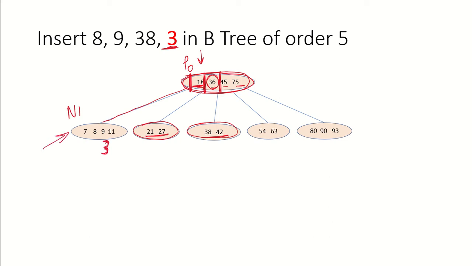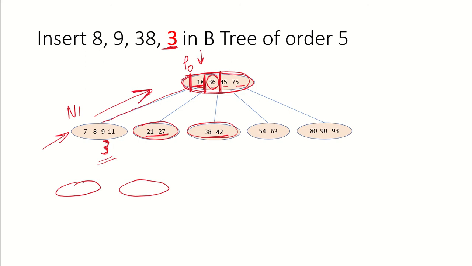Now this node N1 is already having 4 keys. That means it is having the maximum number of keys that are possible. And now one more key needs to be inserted over here. So how do we take care of that? Again, this node would be split into 2, and the median value would be sent to the parent node.